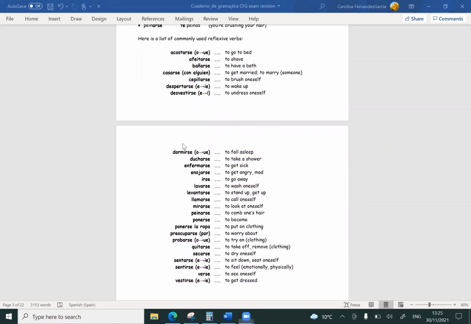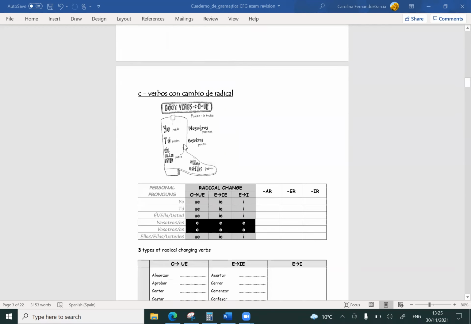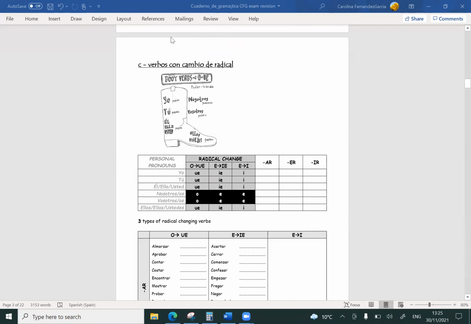So now let's move on to those verbs that are called radical changing verbs. So what is the radical of the verb? We have a verb like, for example, volver, and we have the ER, which is the ending of the verb, and the bit at the beginning is called the radical, the stem, the root of the verb, basically the most important part of the verb. But that on its own means nothing. I always have to add the endings.